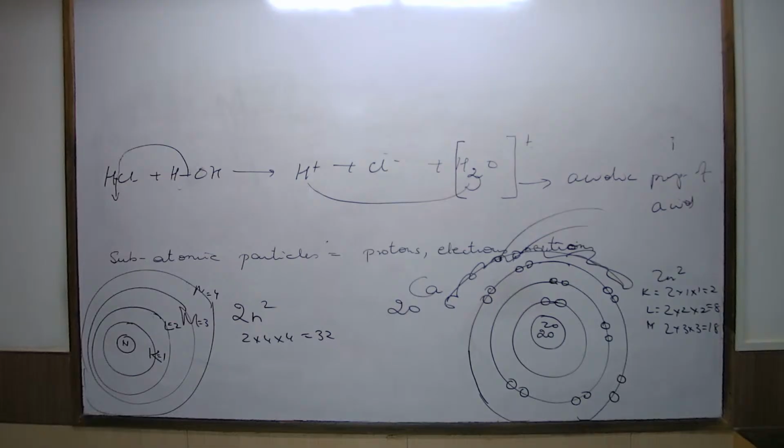Why? Because it donated electrons. And a negative ion is an ion which has accepted electrons. It has accepted electrons, so the number of electrons is more and the number of protons is less. So it will become a negatively charged ion. Okay, followed?